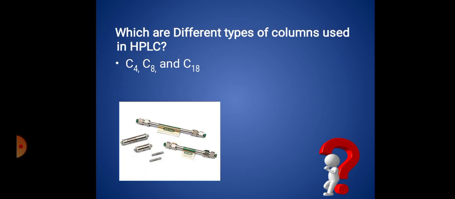Now, which are the different types of column used in HPLC? So, there are different types of columns available for HPLC, and the selection of column depends upon the sample. Okay, so here I have mentioned three different types of HPLC column. First is a C4, second is a C8, and third one is a C18. So these are the main important columns of HPLC.